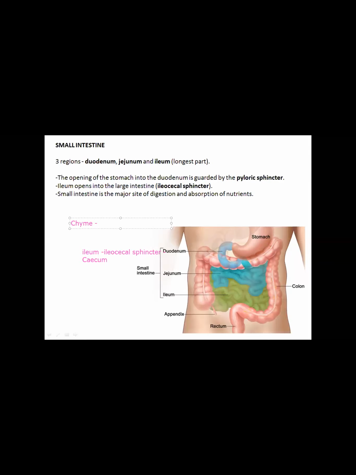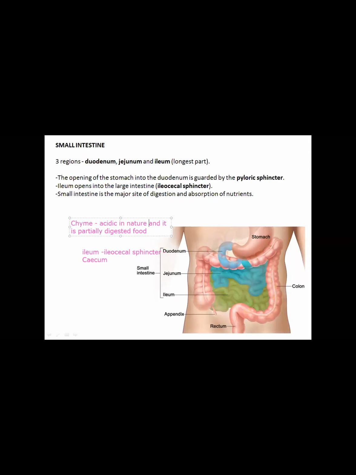So, you can say it is acidic in nature and it is partially digested food. It is acidic in nature because it has just come out of the acidic environment of the stomach. So it is mostly acidic in nature and partially digested food. Partially digested because only a small part has gone through the digestion process, meaning some digestion of protein and starch has happened. So it is partially digested food.